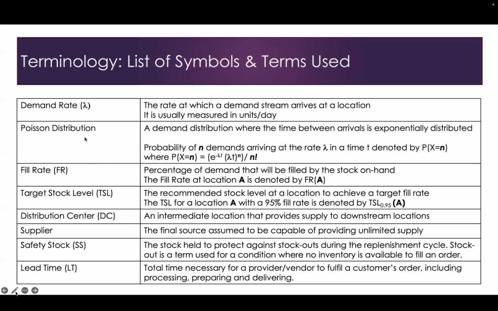This is a list of the symbols that we'll be using. The only thing here that you'll have to remember is, firstly, the target stock level. It's the level that you recommend you stock to at a location. For example, if at a location A you have a 95% fill rate, meaning you're able to satisfy 95% of the demand, we represent it as TSL with subscript 0.95 and A. Hopefully everybody will pick this up along the line.